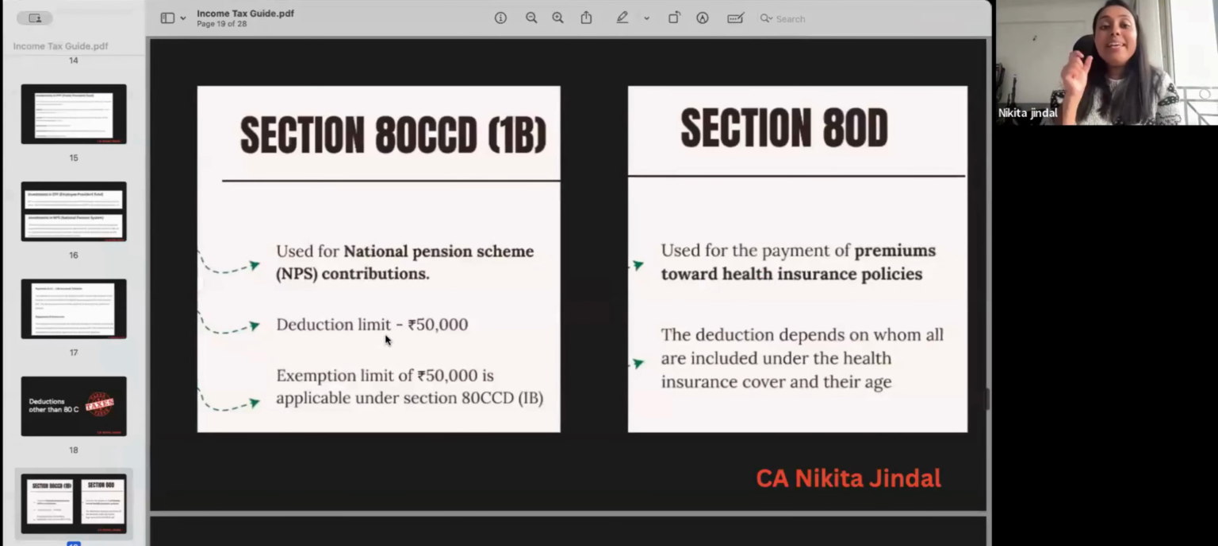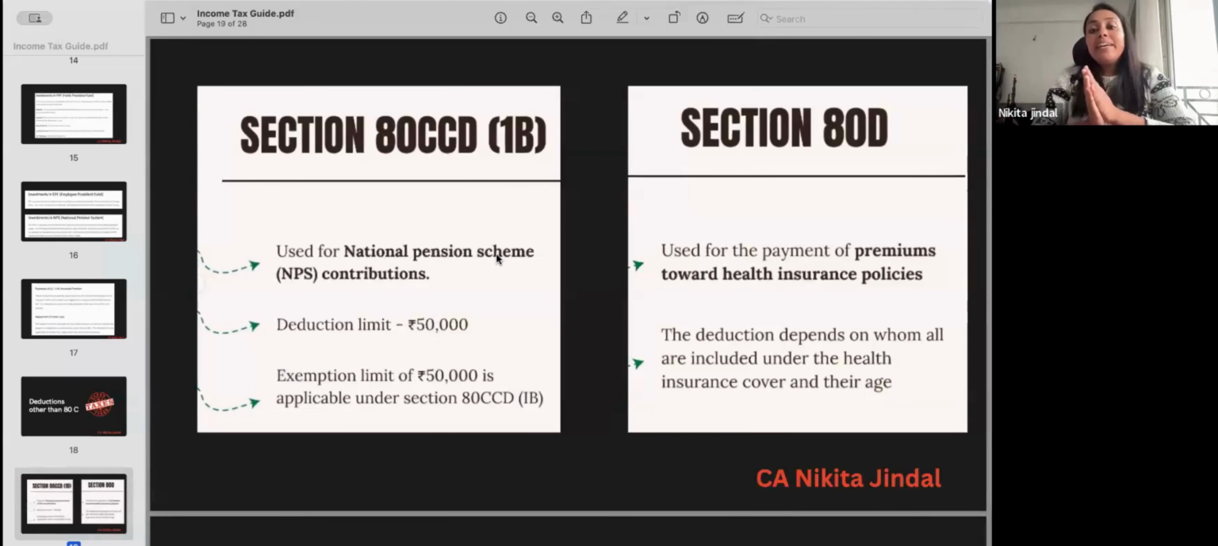So number one is 80CCD subsection 1B. Basically, we have talked about the National Pension Scheme. So overall you can claim up to rupees 2 lakh deduction under NPS. 1,50,000 is covered as part of the 80C deduction, and the remaining 50,000, which is over and above 1,50,000, you can consider under section 80CCD. So this is the best if you want to do this NPS, because you are getting an overall 2 lakh limit for this NPS deduction.